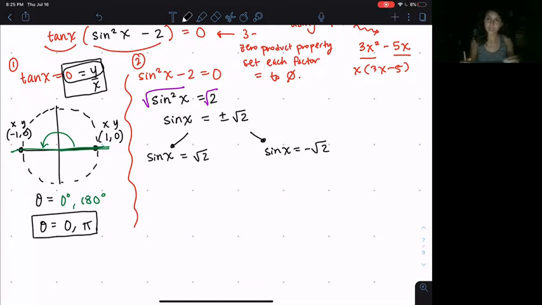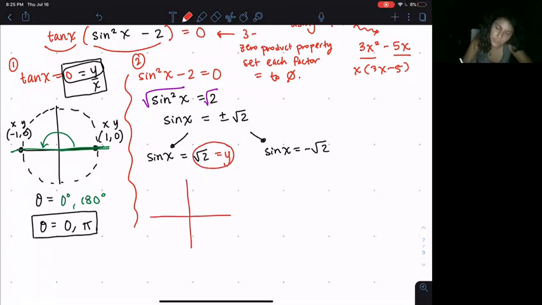And then last step, let's figure out where on the unit circle this could be. So remember, sine represents our y value. Now the question is, where is y equal to positive radical 2? I'm going to give you a chance to think about it. Pause the video if you need more time.